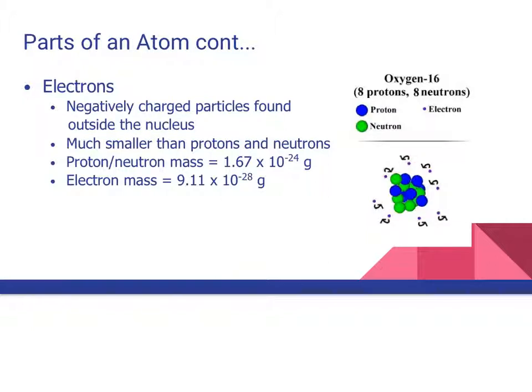If we look at the diagram here, we can see the representation of an oxygen atom with the 8 protons and the 8 neutrons in the center. That would make up the nucleus. We can see the relative size of the protons versus the neutrons. And then we have the electrons on the outside. Those arrows indicate the movement of the electrons, and electrons are typically found in motion.